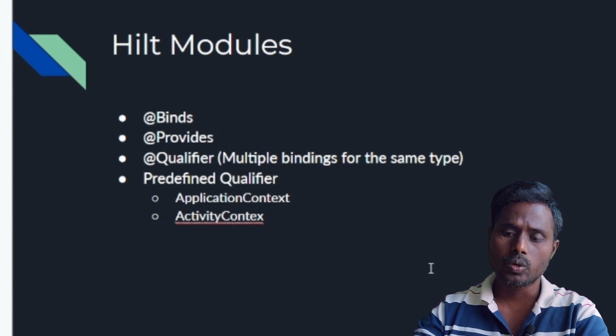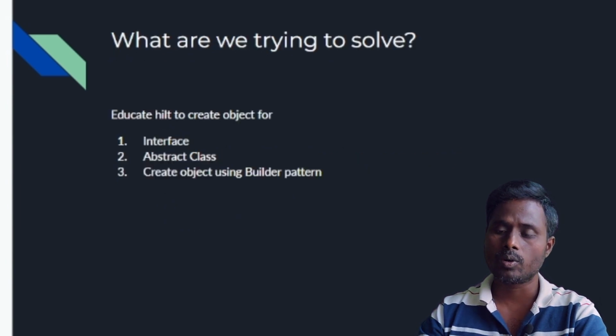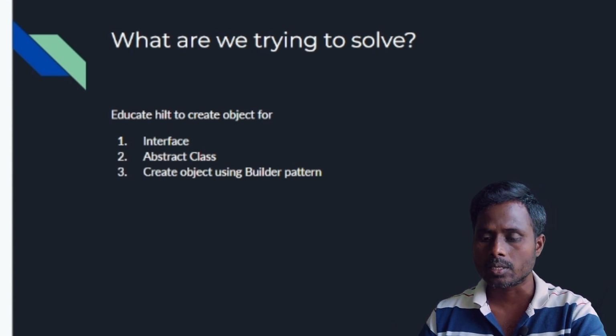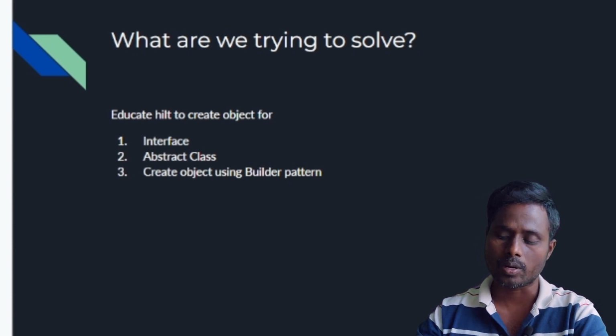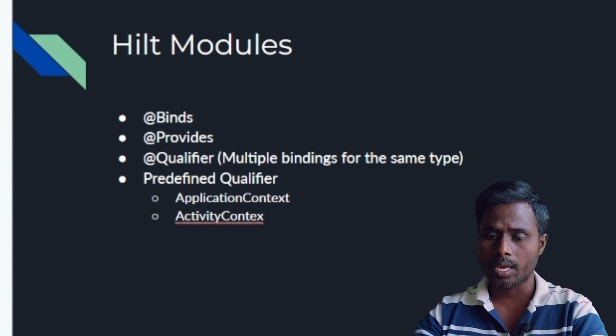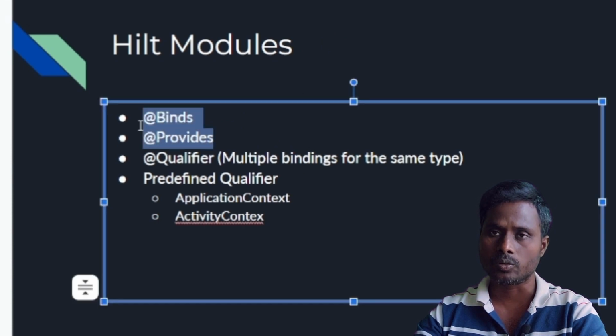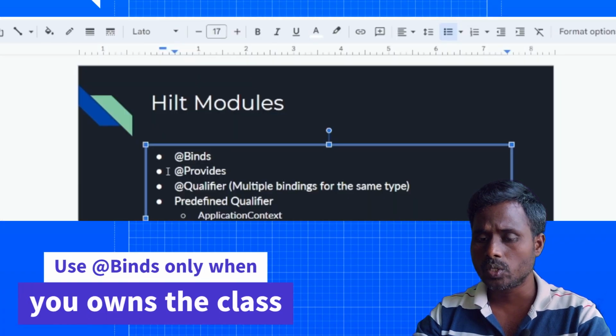So we all know what we are trying to solve: we are trying to create an object for interfaces, abstract classes, and also classes that come from outside that may have the builder design pattern in it, or some other way of creating the object. This is what we are trying to solve here. Mostly two annotations, @Binds and @Provides, will be used to give the implementation for the interfaces, and Binds will be used only if you own that specific class.